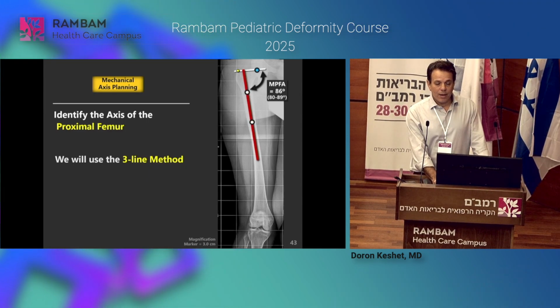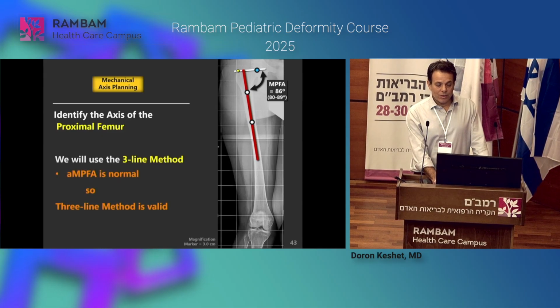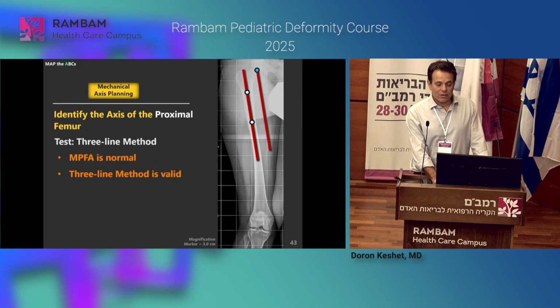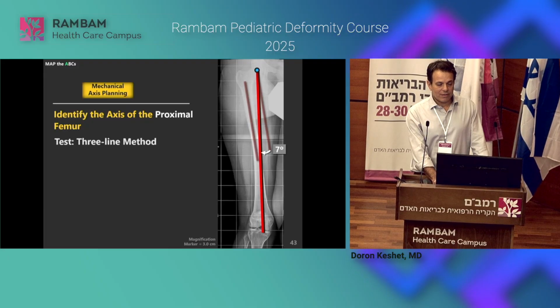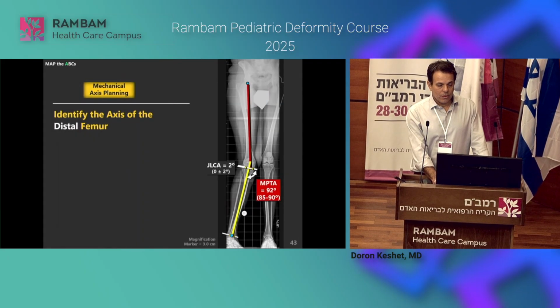We check the MPFA, and we see that it is normal, so the three-line method is valid. We can use it. We draw this parallel line, the 7 degrees line, and this is the proximal femur axis, right? What about the axis of the distal femur?